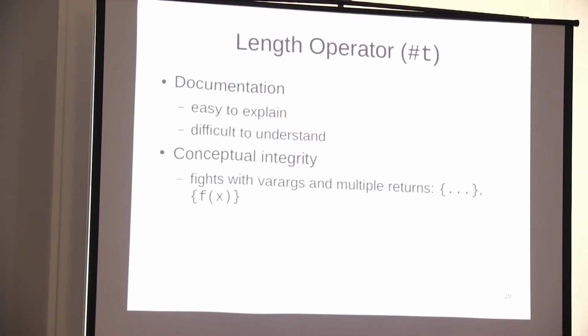And it has, as I already said, some conceptual integrity problems, because it fights both with varargs and multiple returns, in particular with multiple returns because of the problem of the nils. As I said, when you collect multiple returns and you have nils there, then you create the kind of stuff where you should not use the length operator, so they do not interact very, very well.